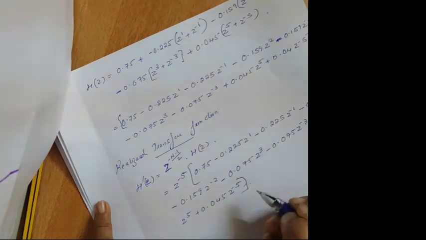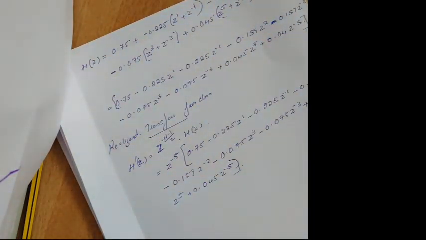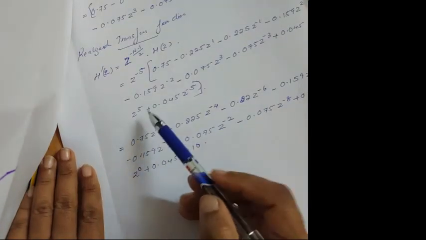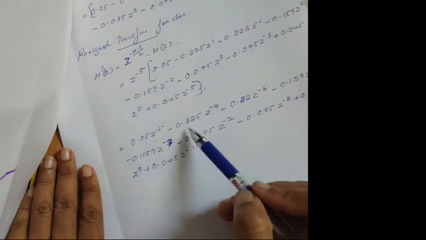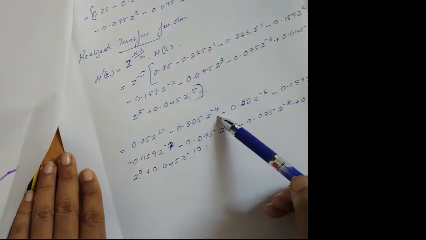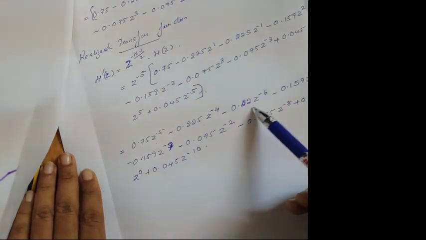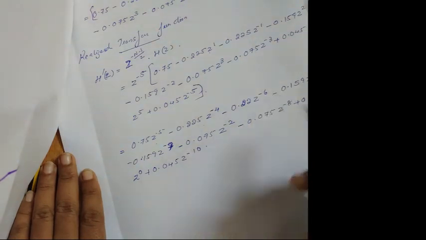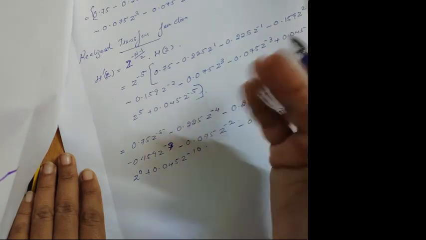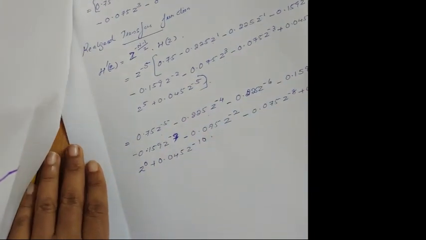Okay. Now you just need to multiply all the terms with z raised to minus 5. So just substitute and expand it, and you will get 0.75 z raised to minus 5 minus 0.225 z raised to 1 was there, so into minus 5 you will get z raised to minus 4, like that. 0.225 z raised to minus 6. If it is minus, you have to plus, and if it is a plus term, you have to minus that value. Okay, now you got this.